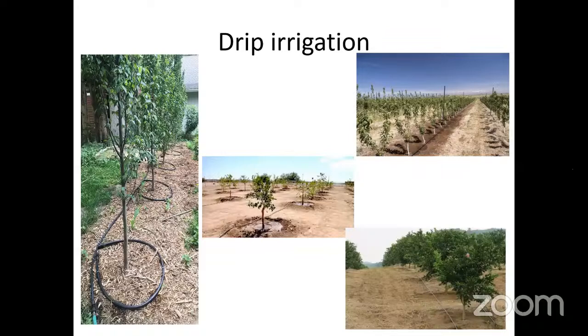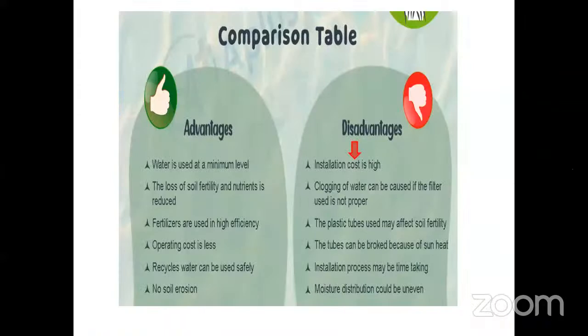Of course, the drip irrigation system reduces the weeds, it doesn't need too much operation, and it doesn't cause soil erosion. The disadvantage, the main disadvantage here, is the cost, both, like I said, for the sprinkler and the drip.